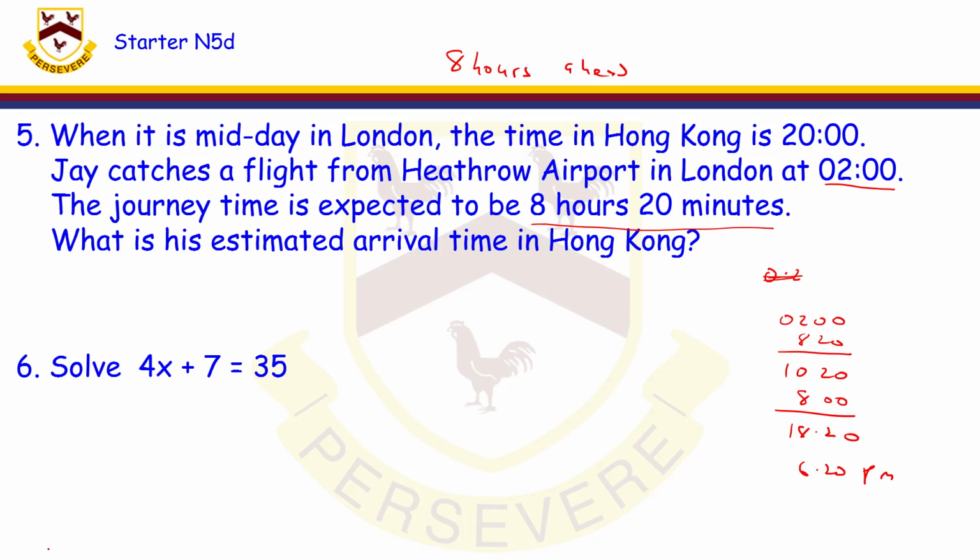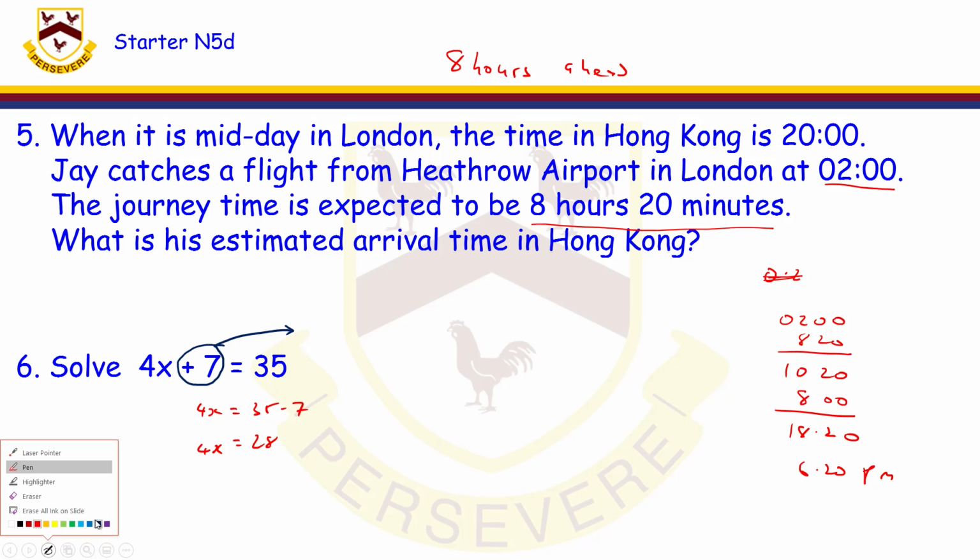And on question number 6, we need to use float and ping an escalator. So I'm going to float that +7 over the other side. On the other side it becomes -7. So 4x is equal to 35 minus 7, which is 28. To get the x on its own, I've got to use the escalator. So the 4 goes down the escalator underneath the 28, leaving us with x is equal to 28 divided by 4, which is 7.